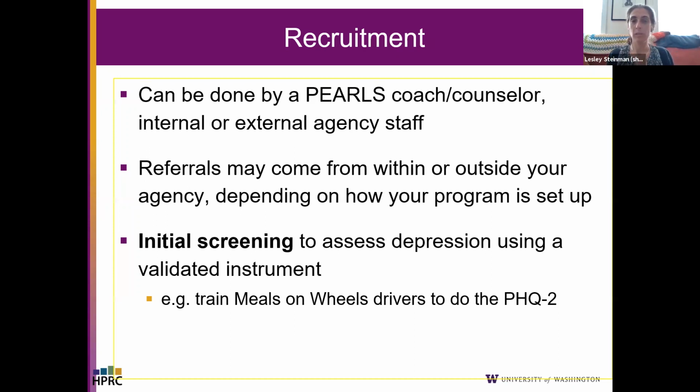And then what we stress is that there needs to be some initial screening often. You can just go right to screening to see if someone's eligible for Pearls, but it'll help you if you think about how can I give someone a brief depression screen or some other way to see, oh yeah, this person might be struggling with depression and they might be a good fit for Pearls. Otherwise, I guarantee you're going to spend a lot of time screening out people who aren't a great fit for the program.